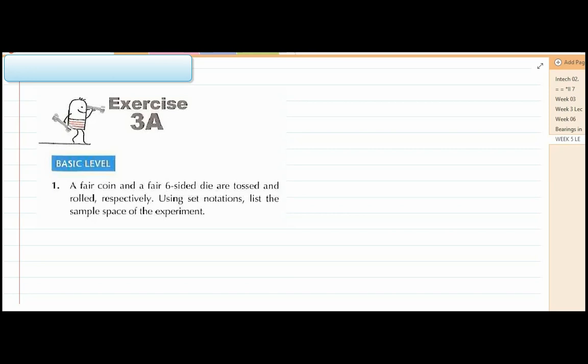Okay class, in the last class we started the topic of probability, in which we discussed the basic questions of probability. I also told you the concept of sample space and general questions and a general working formula to find the probability, right? Now in today's class we are going to start exercise 3A. It's your book 4, 7th edition.